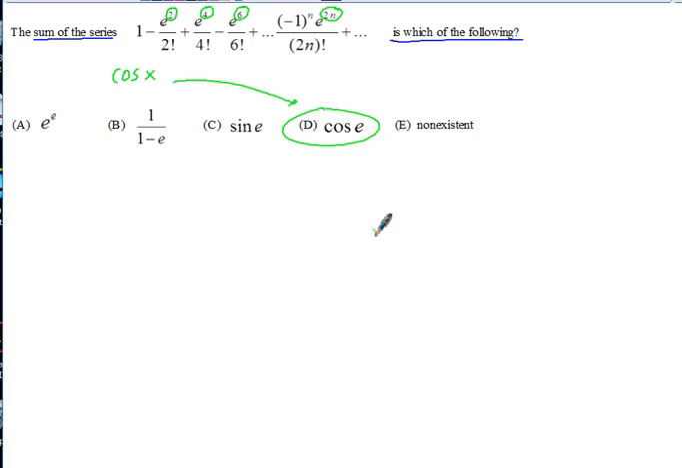If it was sine, you'd see the alternating pattern with the odd exponents. If it was e to the e, you'd see it all positive, not alternating with no missing terms. And if it was 1 over 1 minus e, you would see, well, this one actually would diverge because e is not between -1 and 1. The common ratio would have to be between -1 and 1 to fit the pattern there. So in that case, if this fit the pattern for 1 over 1 minus x, it would actually be non-existent if e was plugged in, because e is about 2.7, it's not between -1 and 1.